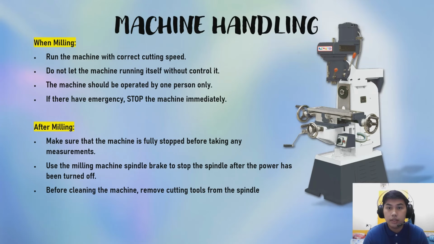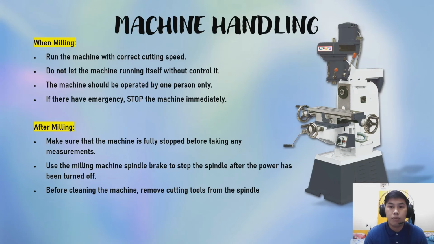During the milling process, we need to run the machine with the correct cutting speed. We are not allowed to let the machine run by itself without control, in other words, leave the machine unattended. It is very dangerous in case the machine malfunctions. Next, don't take too heavy a cut or use too rapid a feed. The machine also should not be operated by more than one person. If there is any emergency, we need to stop the machine immediately and not feed it ourselves. We need to report to the technician as soon as possible.